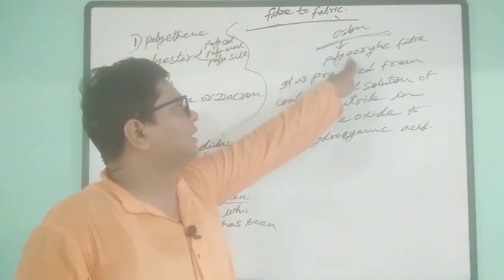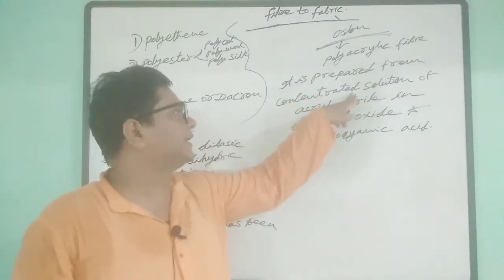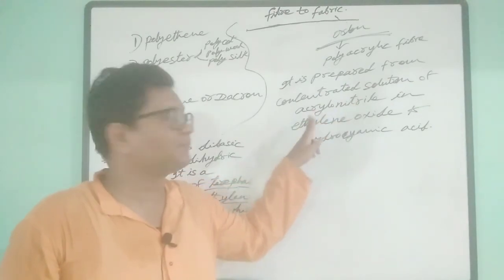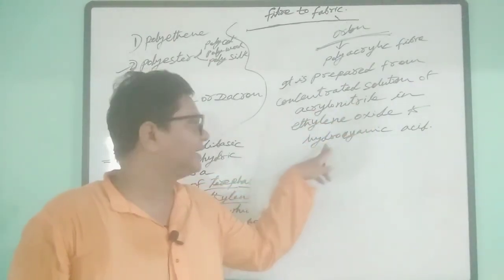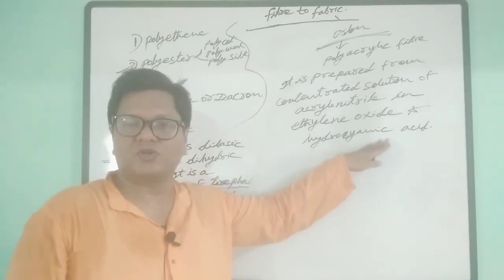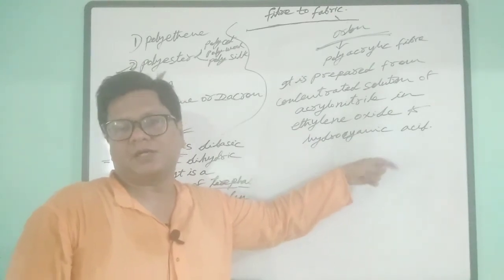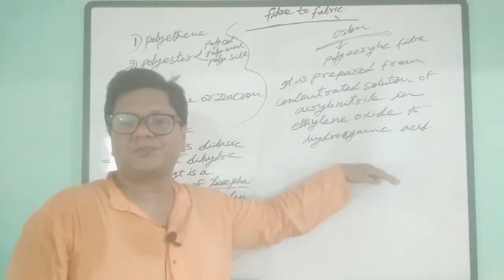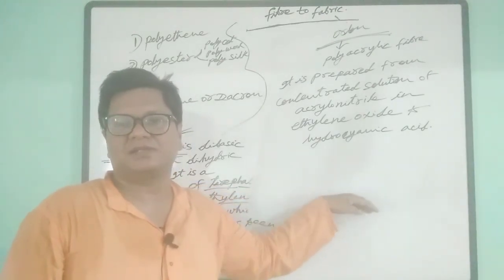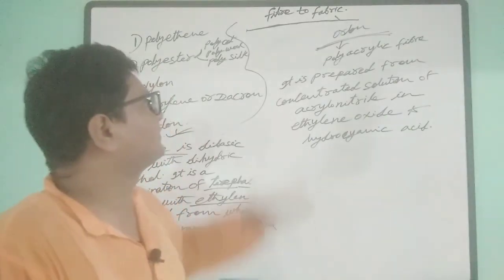Orlon is basically a polyacrylic fiber. It is prepared by taking concentrated solution of acrylonitrile in ethylene oxide and hydrocyanic acid, and these solutions are passed through a spinneret, which I have discussed already. From the spinneret we get fibers. Okay, so these were the fibers.